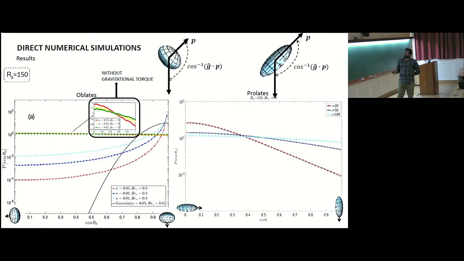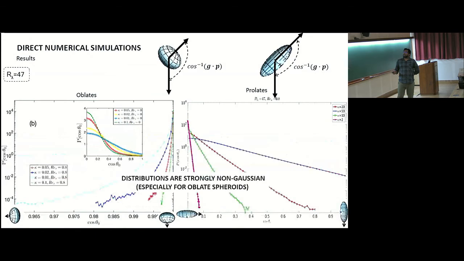Similarly, for prolate spheroids, we have a peak at cos theta equal to 0. This is again the broadside-on orientation for prolates. These results are for R lambda of 150, so that's a pretty strong turbulence.